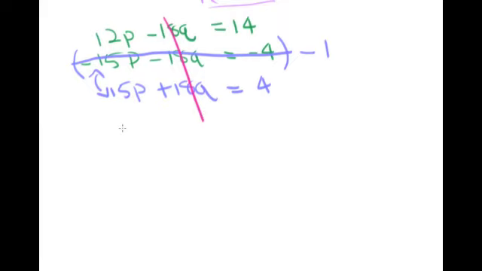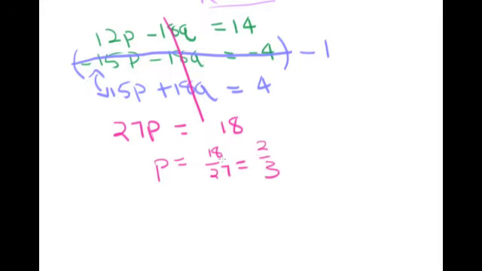So we get 27p is equal to 18. So p is equal to 18 over 27, which is also 2/3, because if you divide by 9, you get 2 over 3. So p is 2 over 3. Now let's solve for q. So we'll plug it back in. I'll plug it into the first one this time.